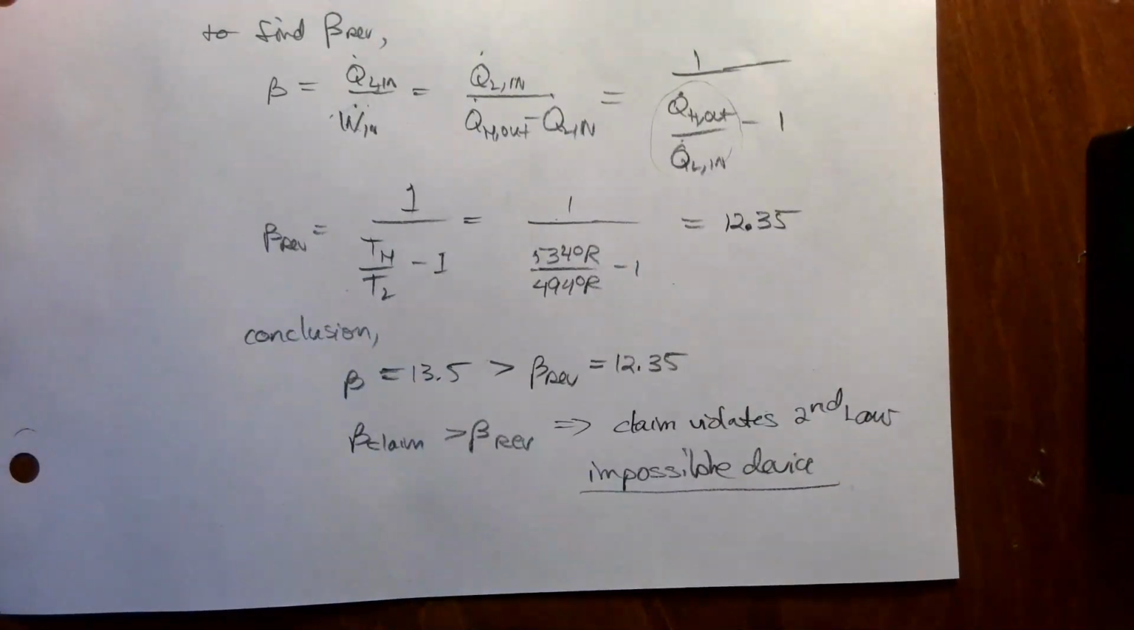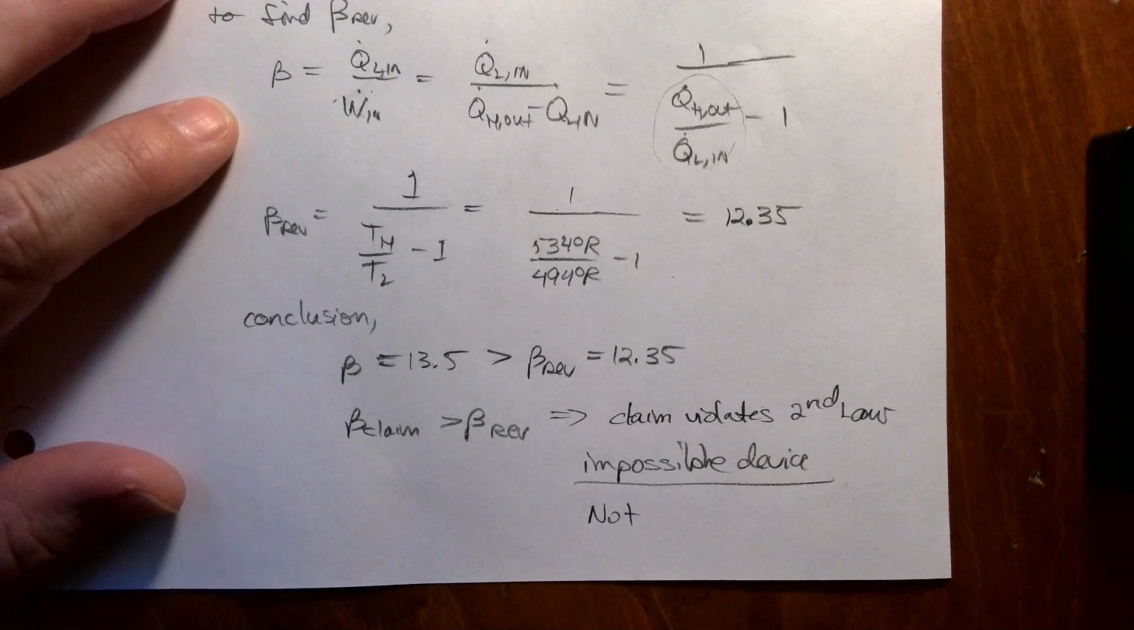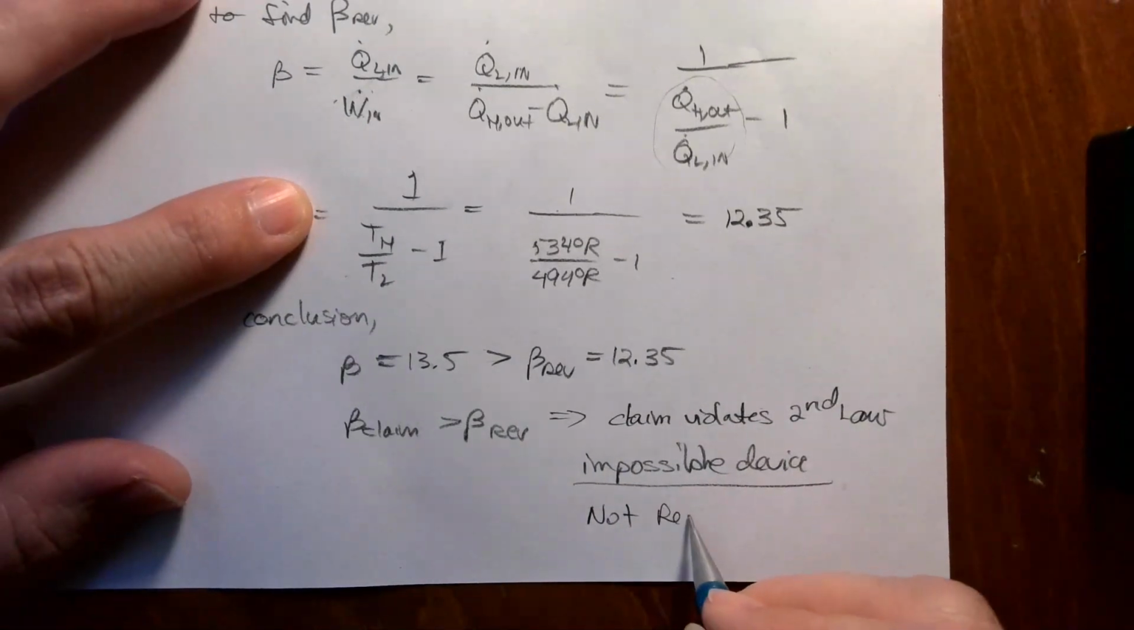Okay, so I think we accomplished an evaluation of the claim. The claim is not reasonable. Maybe we should answer it exactly the way it asks. Is his claim reasonable? Not reasonable.